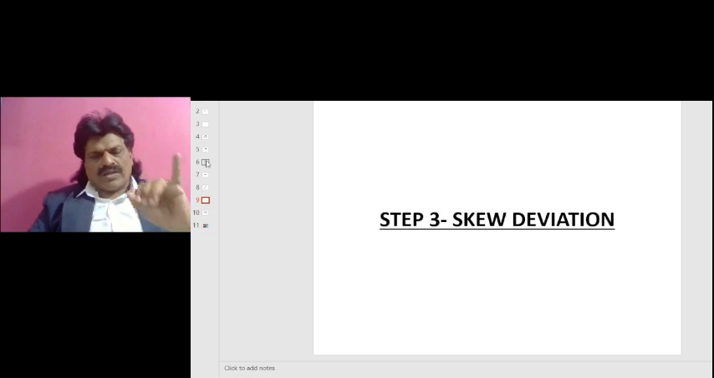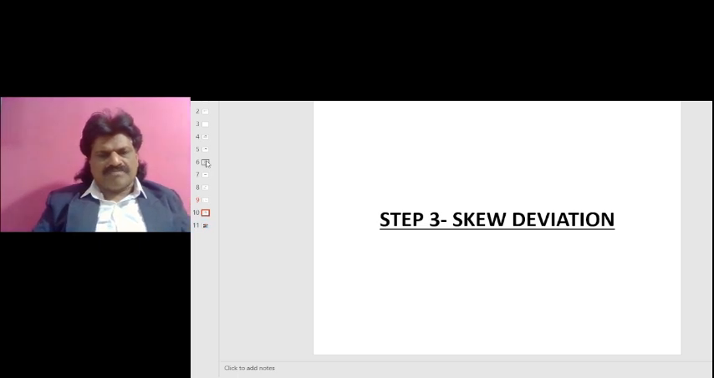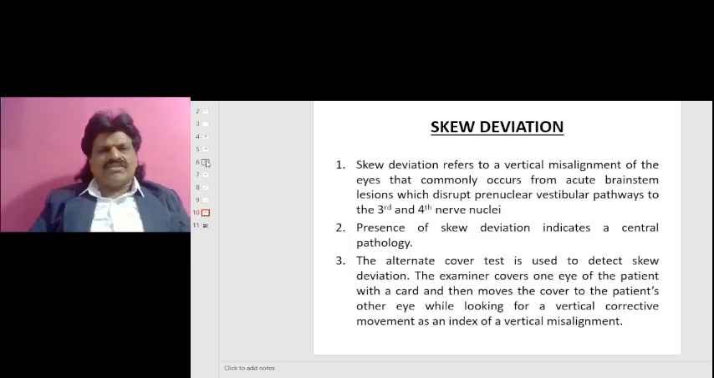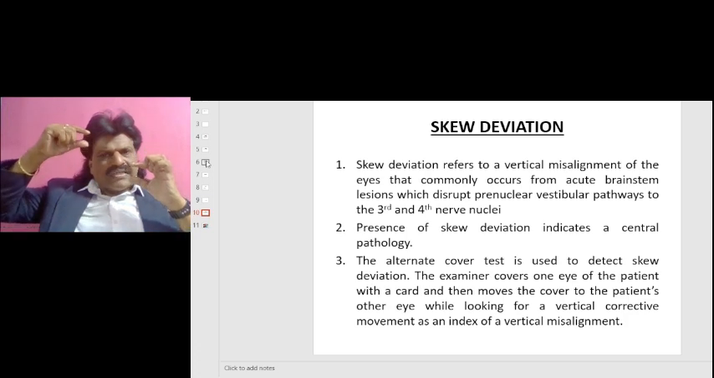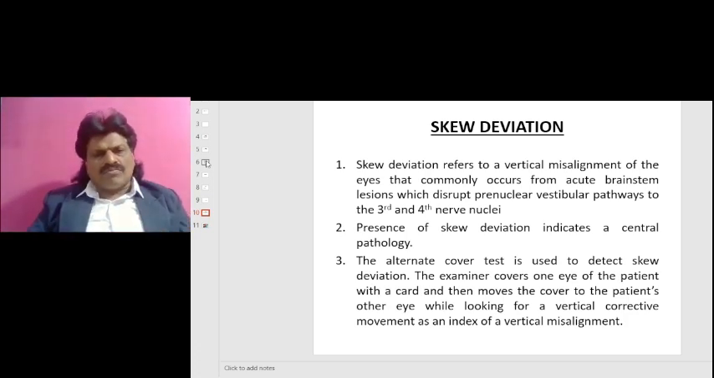So now we have seen the first step, head impulse test. We have seen the second step, the nystagmus. Now we are going to the third step, the skew deviation. What is skew deviation? Skew deviation refers to a vertical misalignment of the eyes that commonly occurs from acute brainstem lesions which disrupt the pre-nuclear vestibular pathways to the third and fourth nerve nucleus.